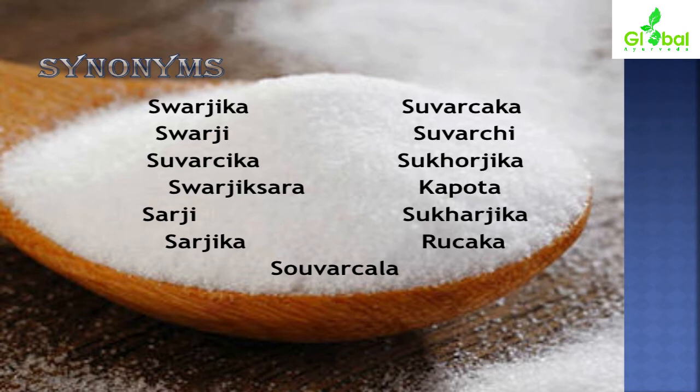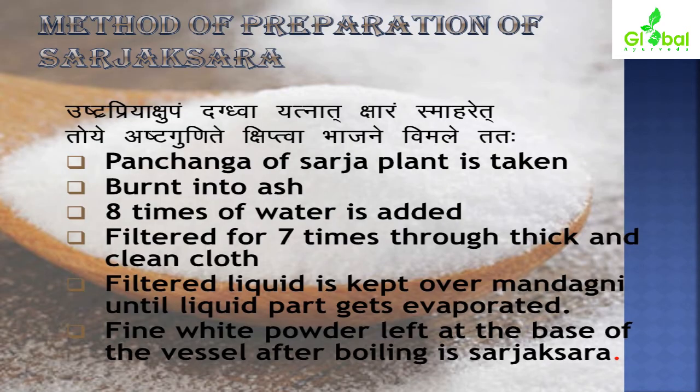Coming to the classical references of this Sarja Kshara, synonyms are explained in the classics. It also has vernacular names; in Hindi it is called Sachikar. In Sanskrit, these synonyms are there: Swarjiga, Swarji, Suvarchiga, Swarji Kshara, Sarji, Sarjiga, Suvarchaga, Suvarchi, Sugurjiga, Kaboda, Sugarjiga, Ruchaga, Sauvarchala. Likewise, synonyms for this Sarja Kshara are given in the classical textbooks.